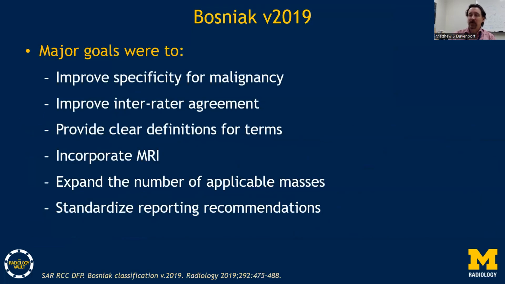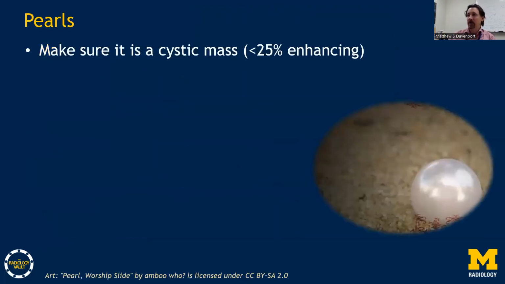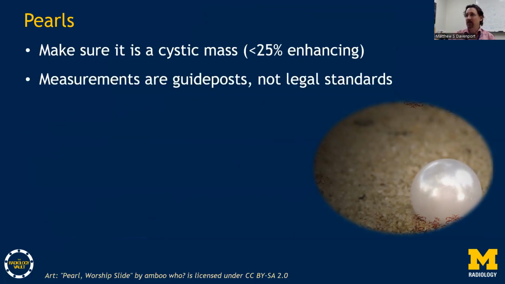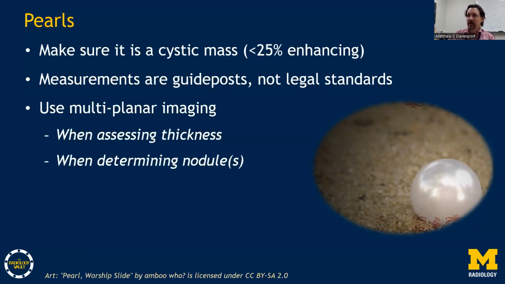I mentioned before the major goals were to improve specificity, improve inter-rater agreement, provide clear definitions for terms, incorporate MRI, include more masses that might be eligible, and standardize reporting recommendations. So a few pearls about using Bosniak version 2019 in your practice. Make sure it's a cystic mass. We talked about that definition being less than 25% enhancing. Inside this document, there are a variety of measurement guidelines. So for example, the word thick means 4 millimeters or more. That's a guidepost, not like a legal standard.